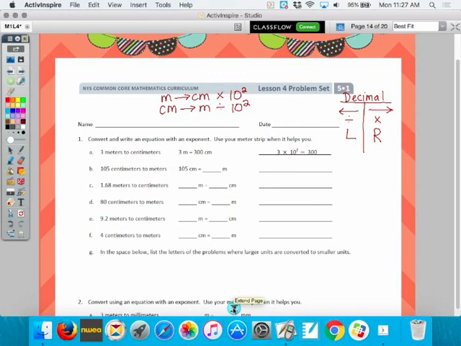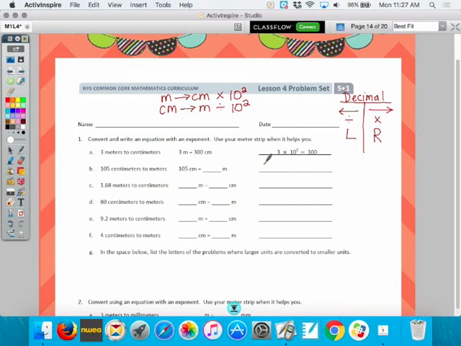All right, so we've got the very first problem. They did 3 meters is equal to 300 centimeters. Does that make sense? Yes. 3 times 100 equals 300. What trick did they use there? The zero trick. Very good. Okay, so now we're going to do 105 centimeters equals blank meters.